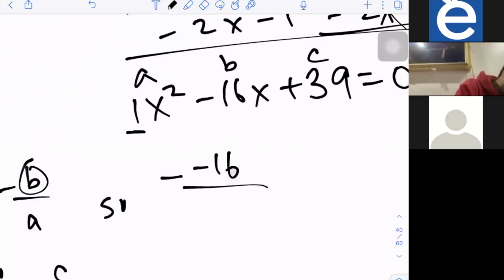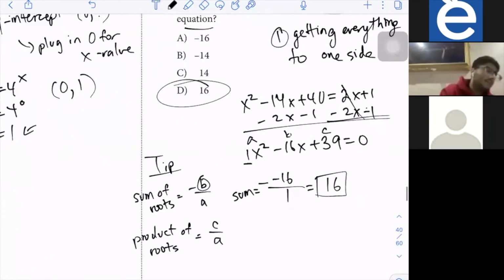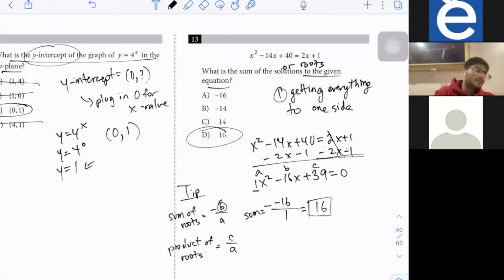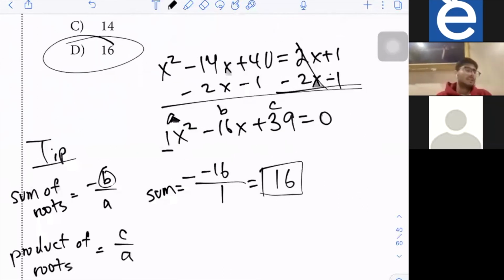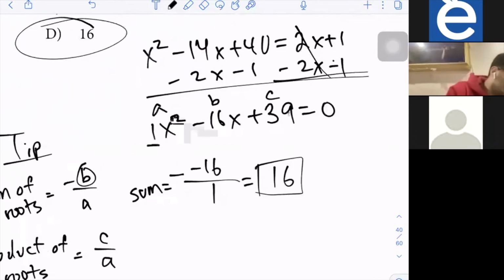So the sum is equal to negative of negative 16 over 1, which is just 16. That is our answer, choice D for 13. This is the fastest way. This is the easiest way to do this type of problem, because then you don't have to factor the quadratic equation out, and then add the roots. You simply get everything on one side, identify a, b, and c, and then use either the sum of roots formula or product of roots formula and plug it in to get the answer. But I can also show you the other way.